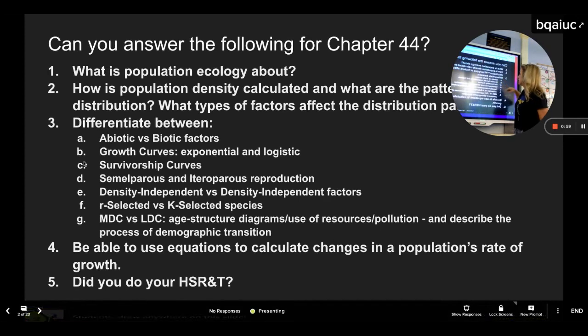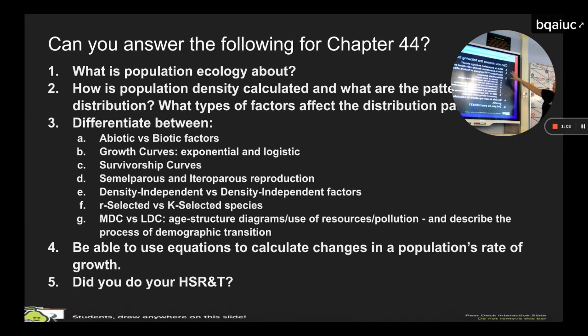So here are the big ticket items. What is population ecology about? How is population density calculated? That's so easy, right? And what are the patterns of distribution? What types of factors affect the distribution patterns? You could tell me right now. Abiotic and? Biotic. Good. And then differentiate between abiotic and biotic.